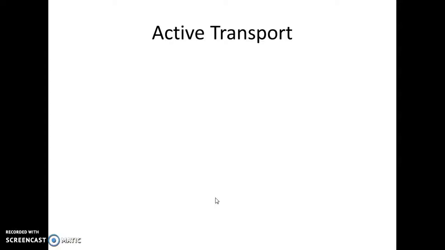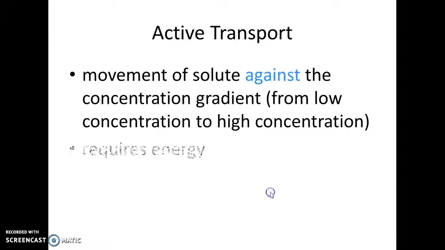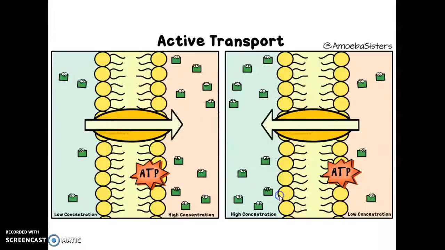So far, everything we've talked about has been passive transport. Let's shift gears and move into active transport. This is at the top of page 26 of your packet. Active transport is the movement of solute against the concentration gradient. So now instead of going from high to low concentration, we're going from low to high. Since we're pumping against the flow, this is going to require some energy in the form of ATP.